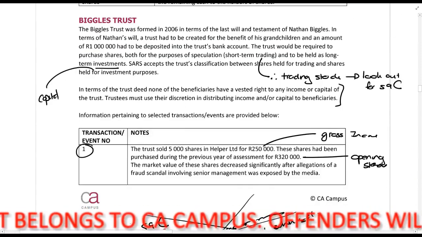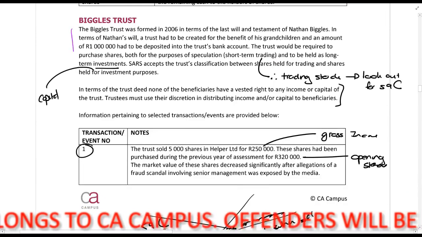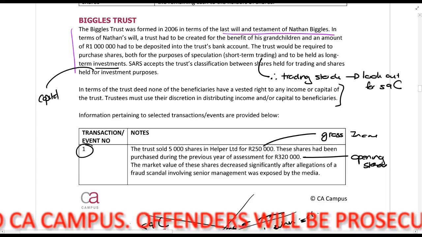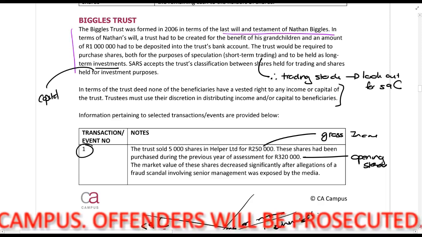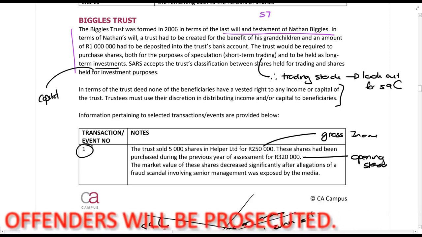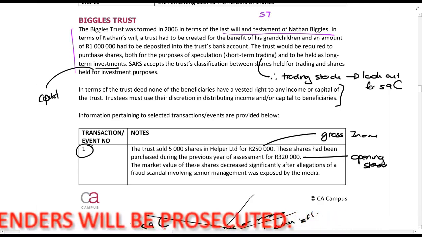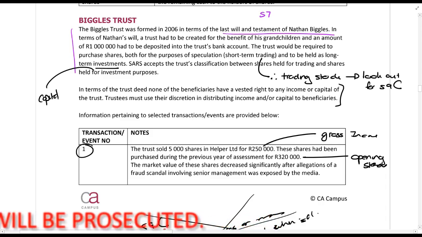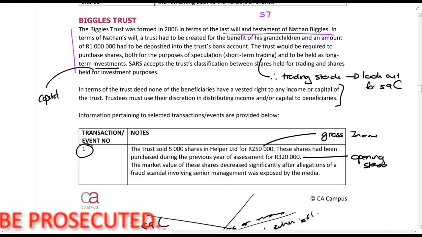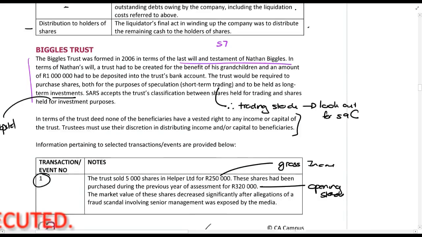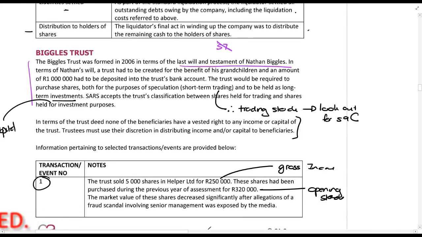So let's just quickly remind ourselves here. The Biggles Trust is a trust that was created in terms of the last will and testament of Nathan Biggles. So what you need to understand here, this is a testamentary trust. So there's no donor in this case that we can identify. So Section 7 is the one that we consider when we want to tax the donor instead of the person who actually received money. So for example, Section 7.3, if it's a donation to a minor child, is one of the ones that we can think of. But Section 7 is not applicable, so we can only apply Section 25B.